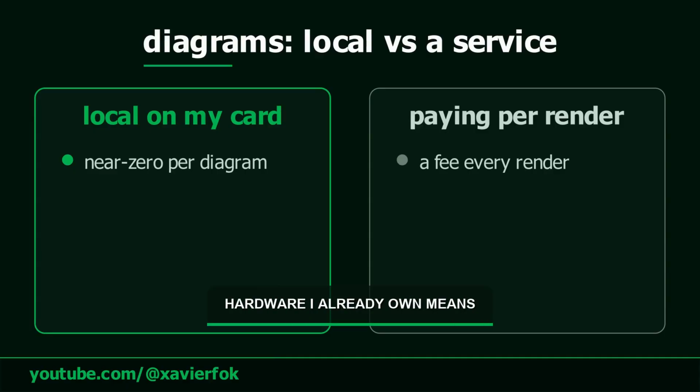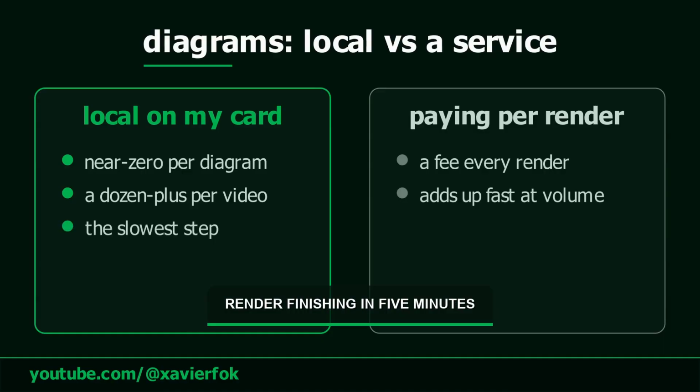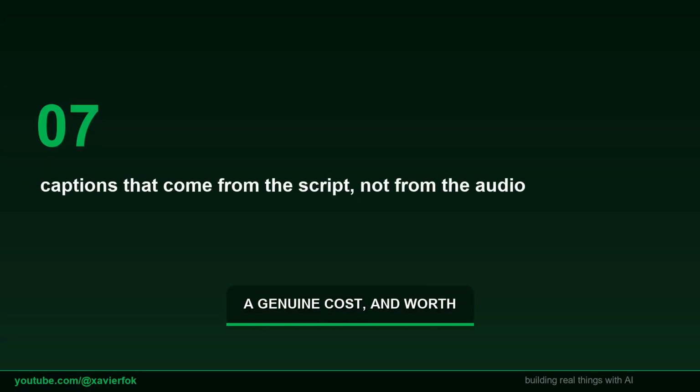Doing it on hardware I already own means each diagram costs me nothing beyond a few minutes of the machine's time. The trade-off is that it is the slowest single step in the whole pipeline. Sometimes the difference between a render finishing in 5 minutes and one dragging on for 20. I have decided that is a fair price for visuals drawn exactly to my content instead of pulled off a shelf, but it is a genuine cost and worth knowing if you ever build your own version of this.